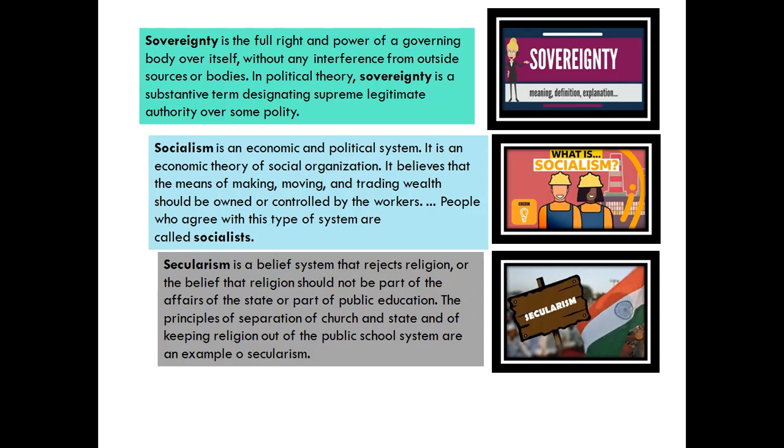Socialism means the economic and political system where economically all should be equal. So you need to remember that sovereignty means the full rights and power of the governing body over itself, meaning no outsider should interfere. Okay, and socialism, secularism: these are very important, and there is always confusion among the people. The question also comes in the exams: the right to equality on the basis of money, what does it mean? It means socialism. Right to equality on the basis of religion, what does it mean? It is secularism. So this kind of clarity should be there.